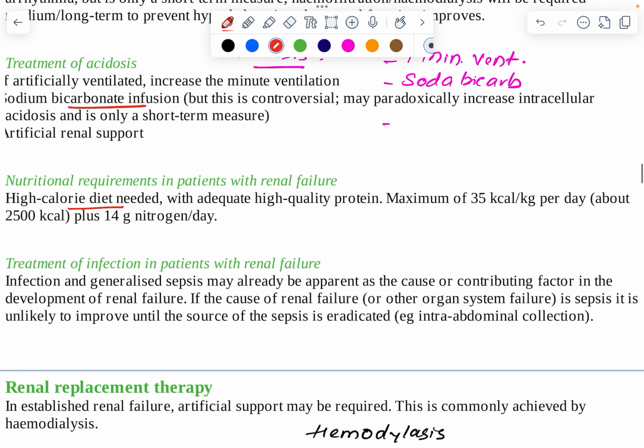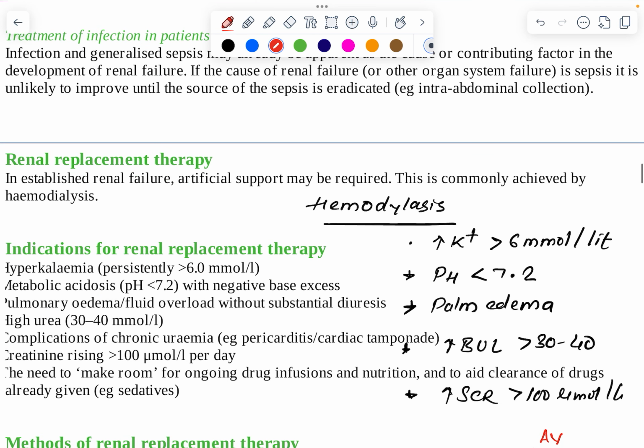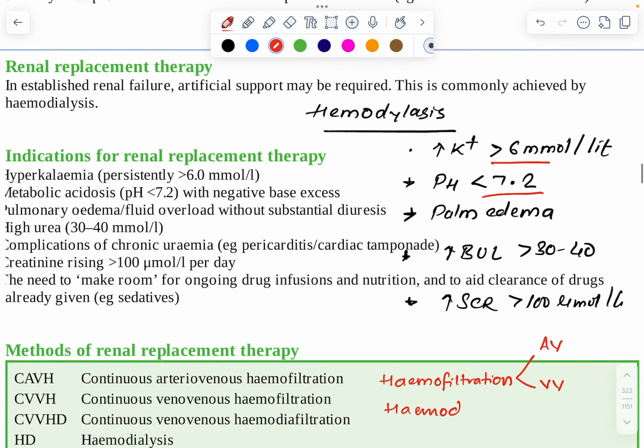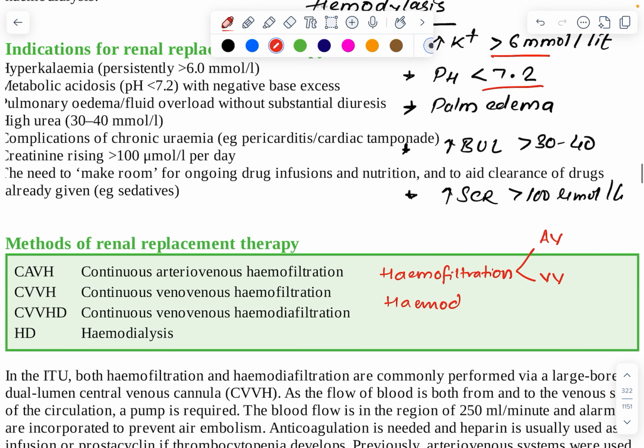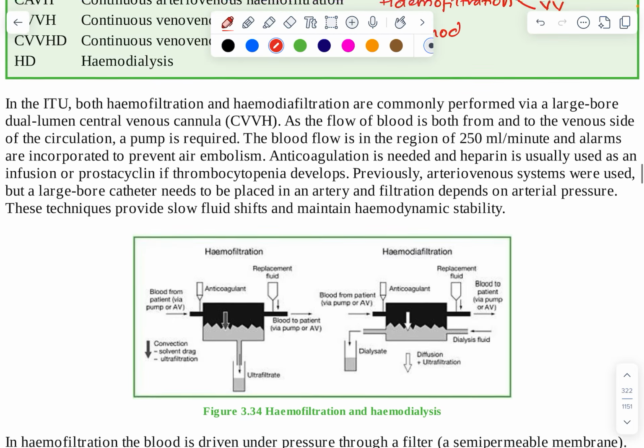Nutritional requirements: a high calorie diet is needed. Treatment of infection in the patients. Renal replacement therapy, hemodialysis, if potassium is more than 5, pH is very low, acidosis, pulmonary edema, blood urea, serum creatinine. Methods of renal replacement: continuous arterial hemofiltration, continuous venous hemofiltration, hemodialysis.